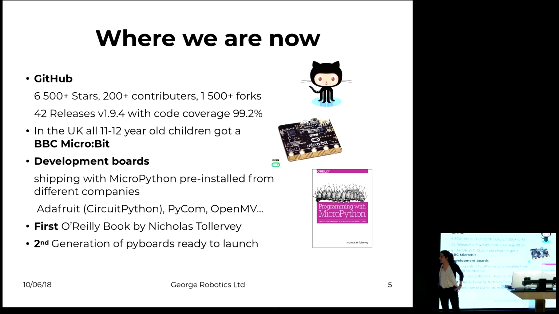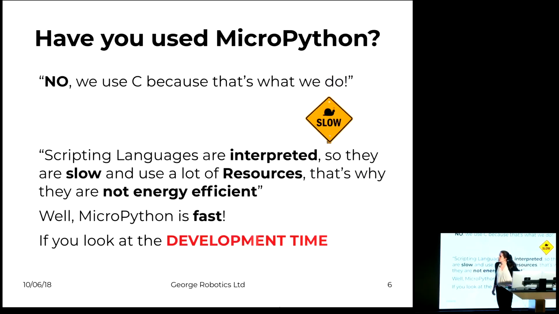And in the UK, there was the BBC Micro:bit project, where in 2016, all the 11 to 12-year-olds got a BBC Micro:bit where MicroPython can run for teaching. There are already other companies using MicroPython to ship their development boards. You might have heard about CircuitPython from Adafruit, and there are more companies like PyCom or OpenMV who do machine vision. Then, very exciting for us, a really big milestone is that the first MicroPython O'Reilly book is already out, Programming with MicroPython, also last year. And we are ready to launch the second generation of PyBoards, which I will go into in more detail later in the talk.